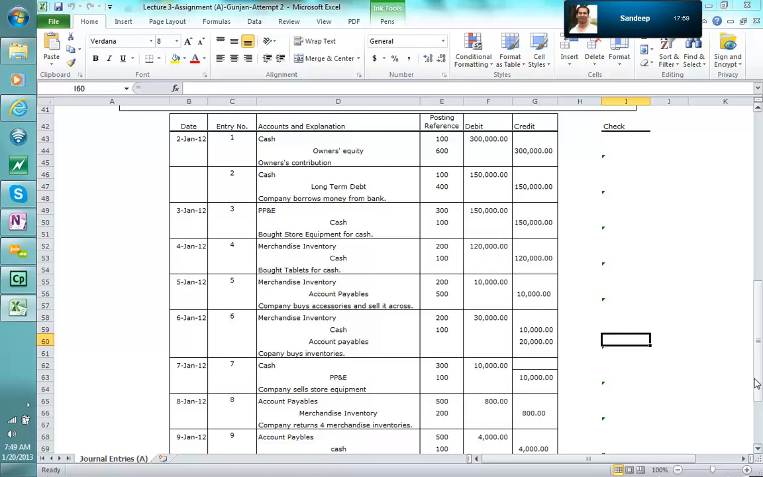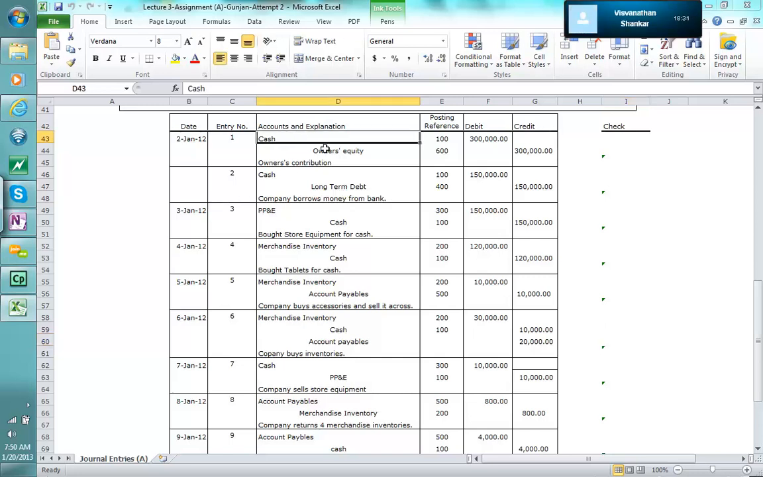Okay. Here the format is simple, as we discussed last time. You have the date, then the voucher number, and it should be a serial number. Similarly, you have accounts and explanation, and posting reference. The posting reference is the account number that comes from the chart of accounts, so you will be looking into the chart of accounts for the number. Then the debit entry is always the first entry, and the credit entry will always be the second entry. So that's the first thing.